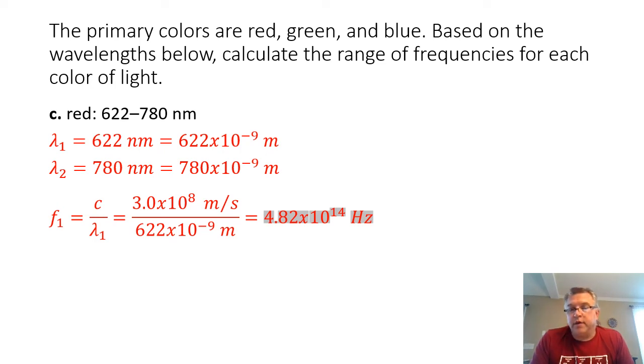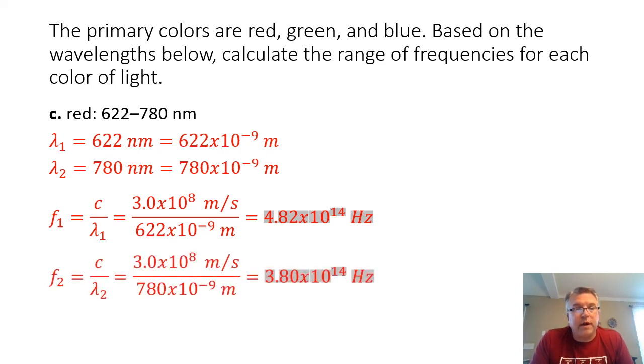And to do that for the upper end of the red range of the spectrum, I'm going to take again my speed of light of 3.0 times 10 to the 8th meters per second and divide that by 780 times 10 to the minus 9th meters, and that will give me a frequency of 3.80 times 10 to the 14th hertz.